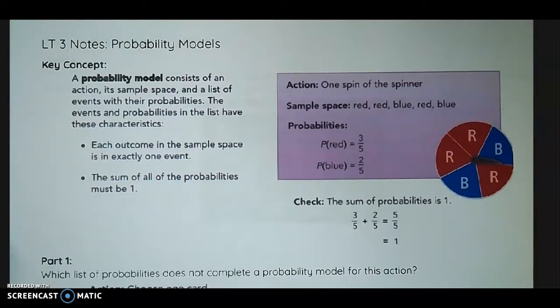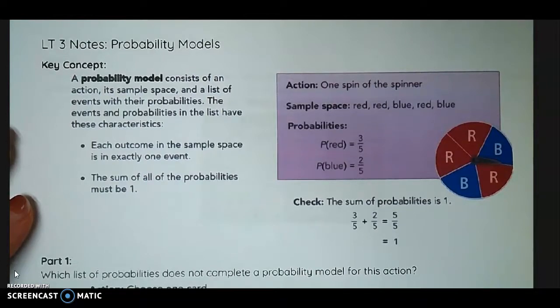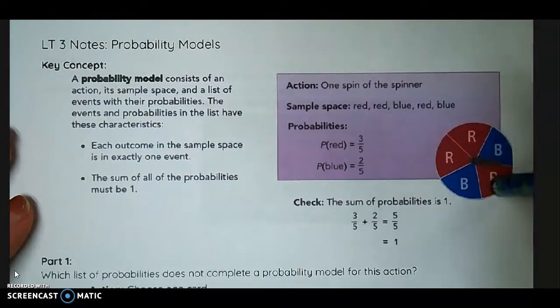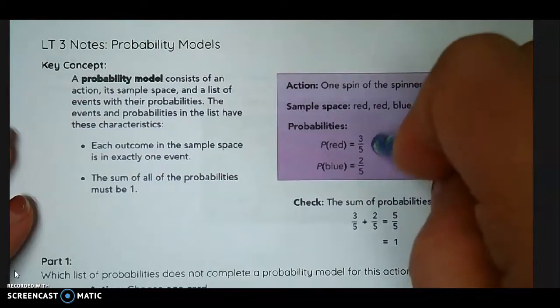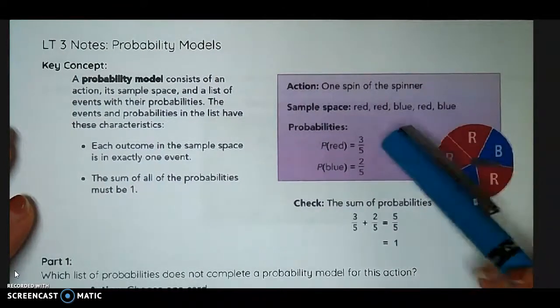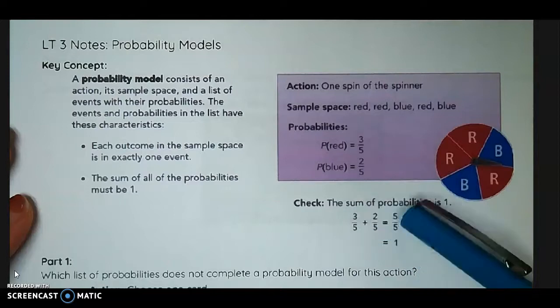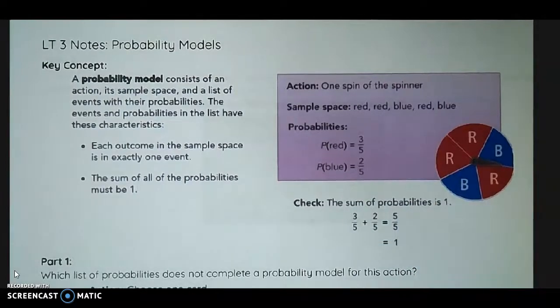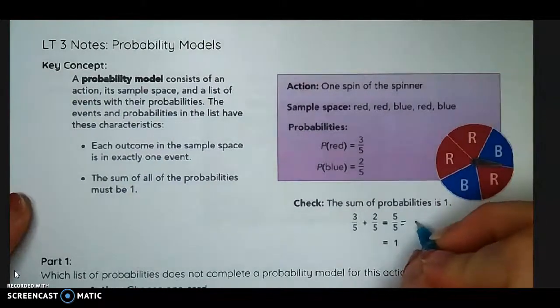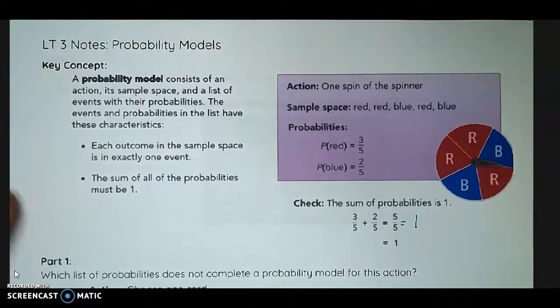be 1. So let's take this circle over here as an example to look at that vocabulary. So the action would be one spin of the spinner. And it doesn't matter how many times I end up doing that, but it's one spin of the spinner. The sample space we have is red, red, blue, red, blue. And the probabilities we have are 3 out of 5 that are red and 2 out of 5 that are blue. When I combine or add those probabilities, their sum is 5 over 5, which is equal to 1. So that's when we say that their probabilities have to equal 1. Meaning we've talked about 100% of the possibilities.